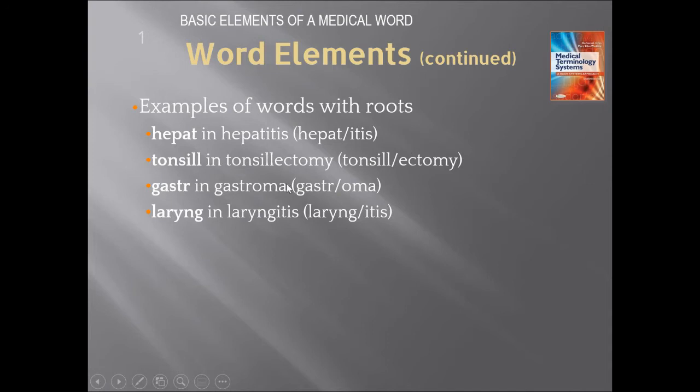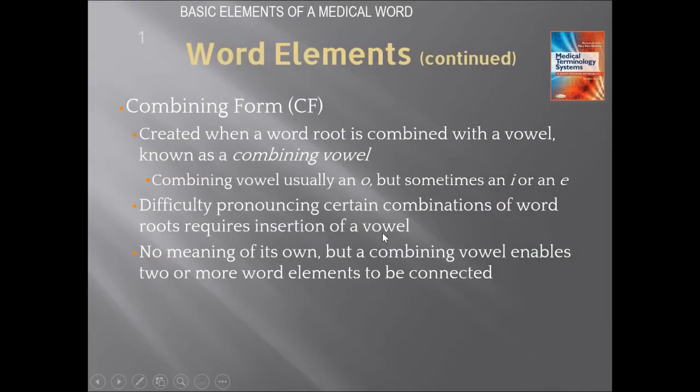Gaster is just the word root, and gastroma. So we have gaster slash oma. So we have the word root, and then we have the suffix. Oma means tumor, so we have a tumor of the stomach. Okay, and then larynx and laryngitis. Okay, y'all know what laryngitis is. Larynx is the larynx or your voice box. Okay, and itis is inflammation. We'll get to all those stuff.